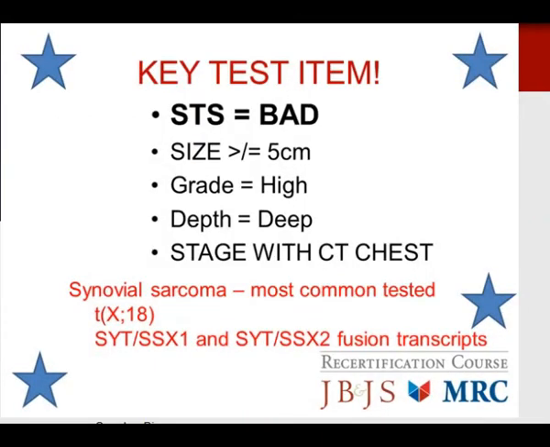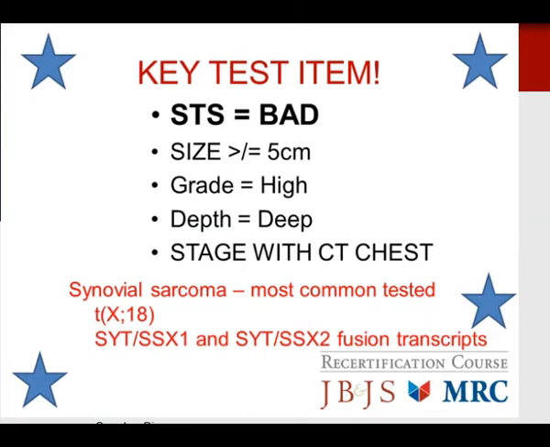The key items for a soft tissue sarcoma that are bad: size, grade, and depth. So a lesion that's bigger than 5 centimeters, high grade, deep to the superficial fascia, has a worse prognosis. Soft tissue sarcomas, just like the other sarcomas, bone sarcomas, are staged with a CT scan of the chest.